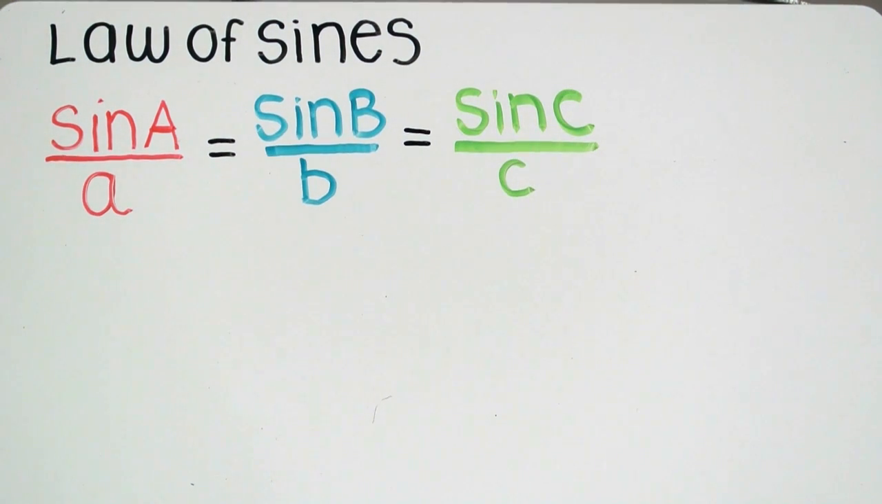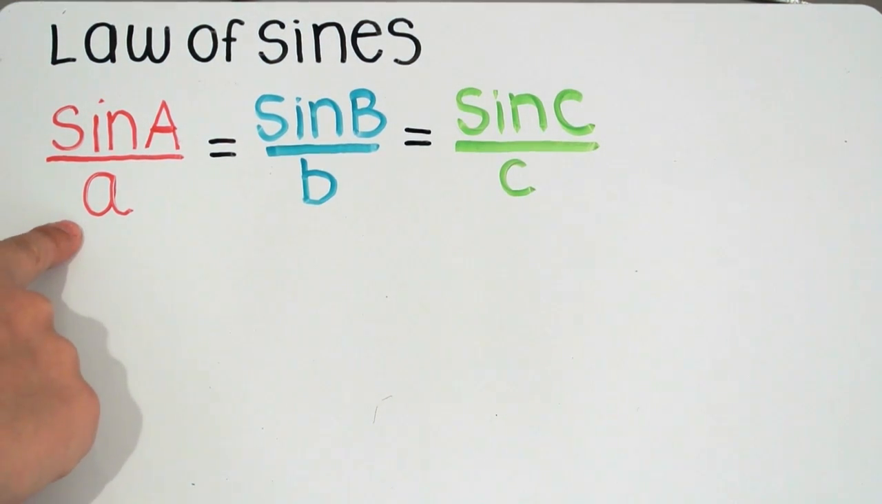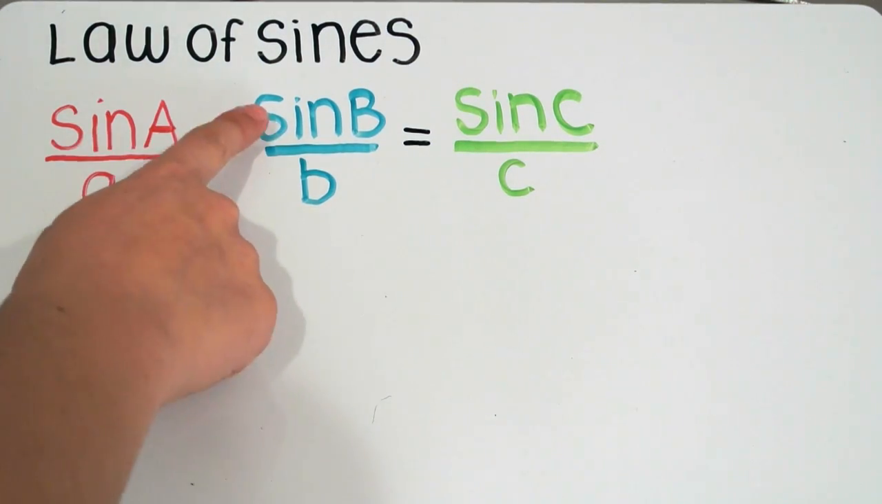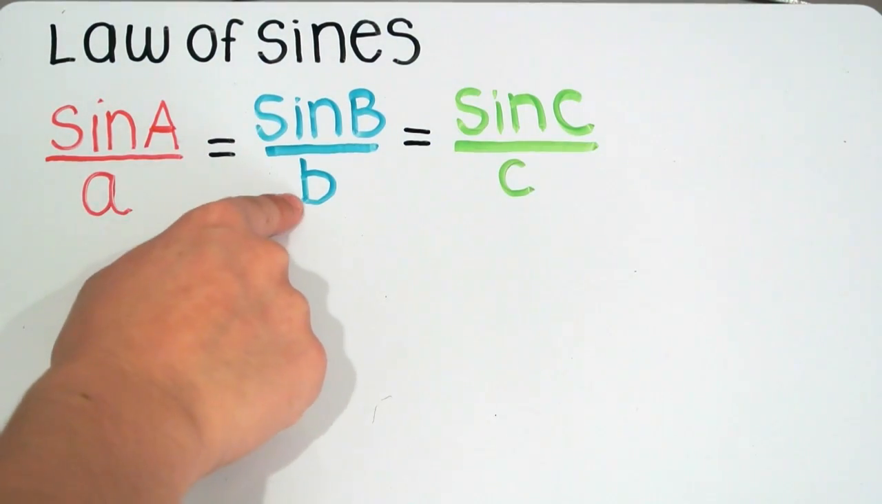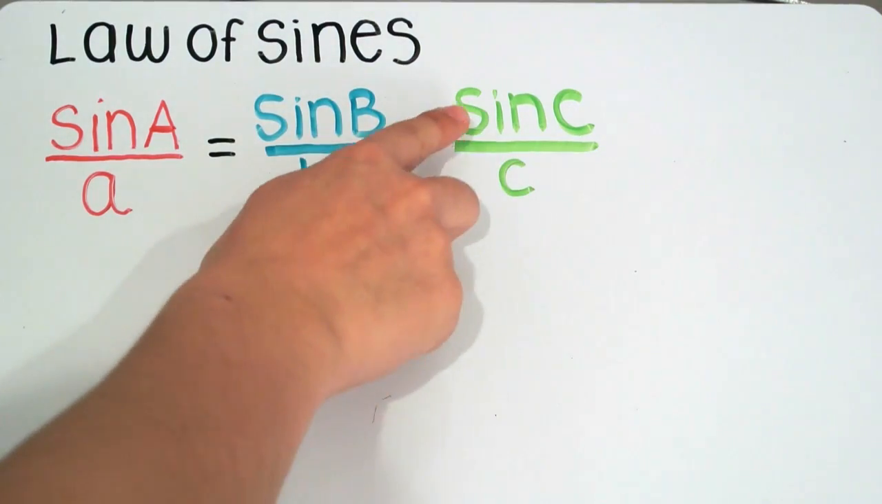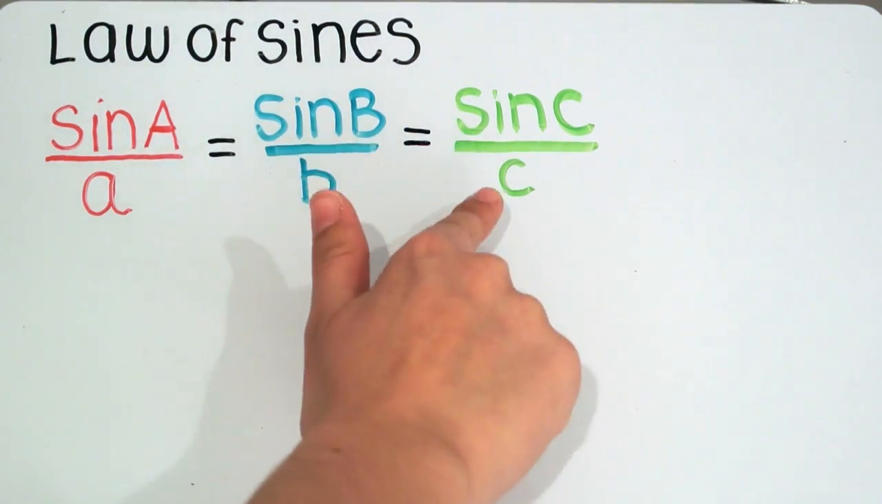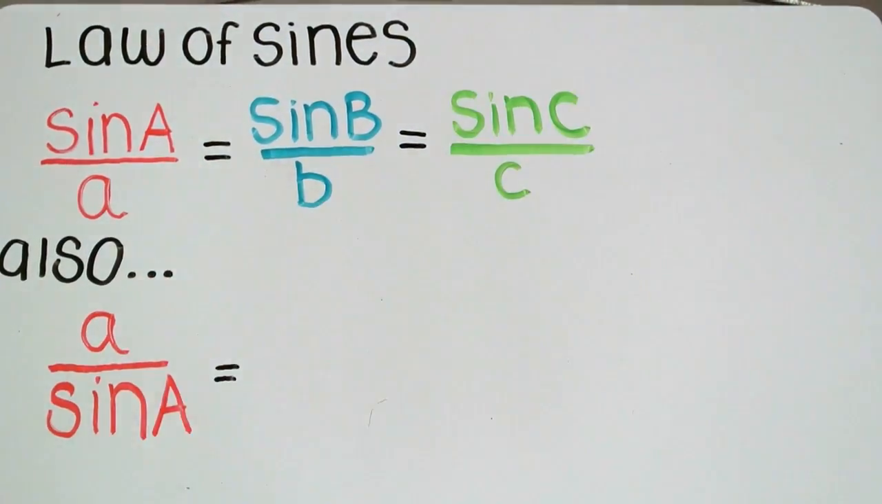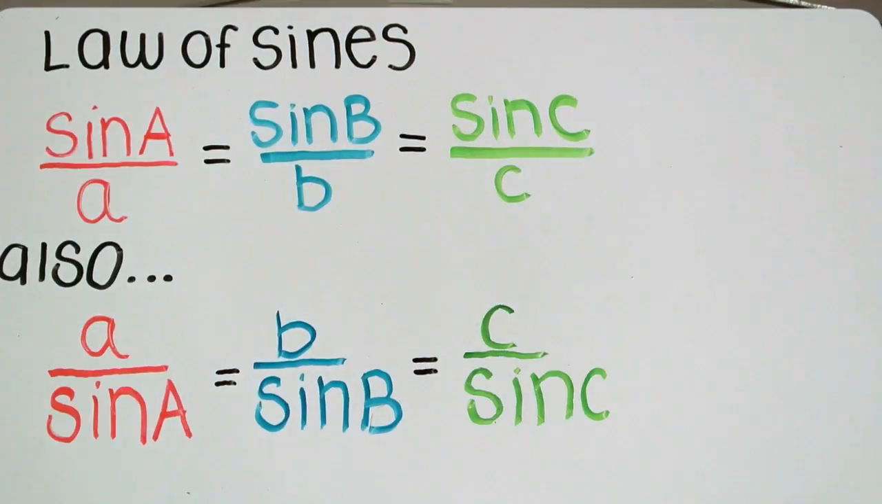The formula for the law of sines is the sine of angle A over the length of side A, which is also equal to the sine of angle B over the length of side B, which is also equal to the sine of angle C over the length of side C. This can also be flipped for the lengths of each side to be in the numerator.